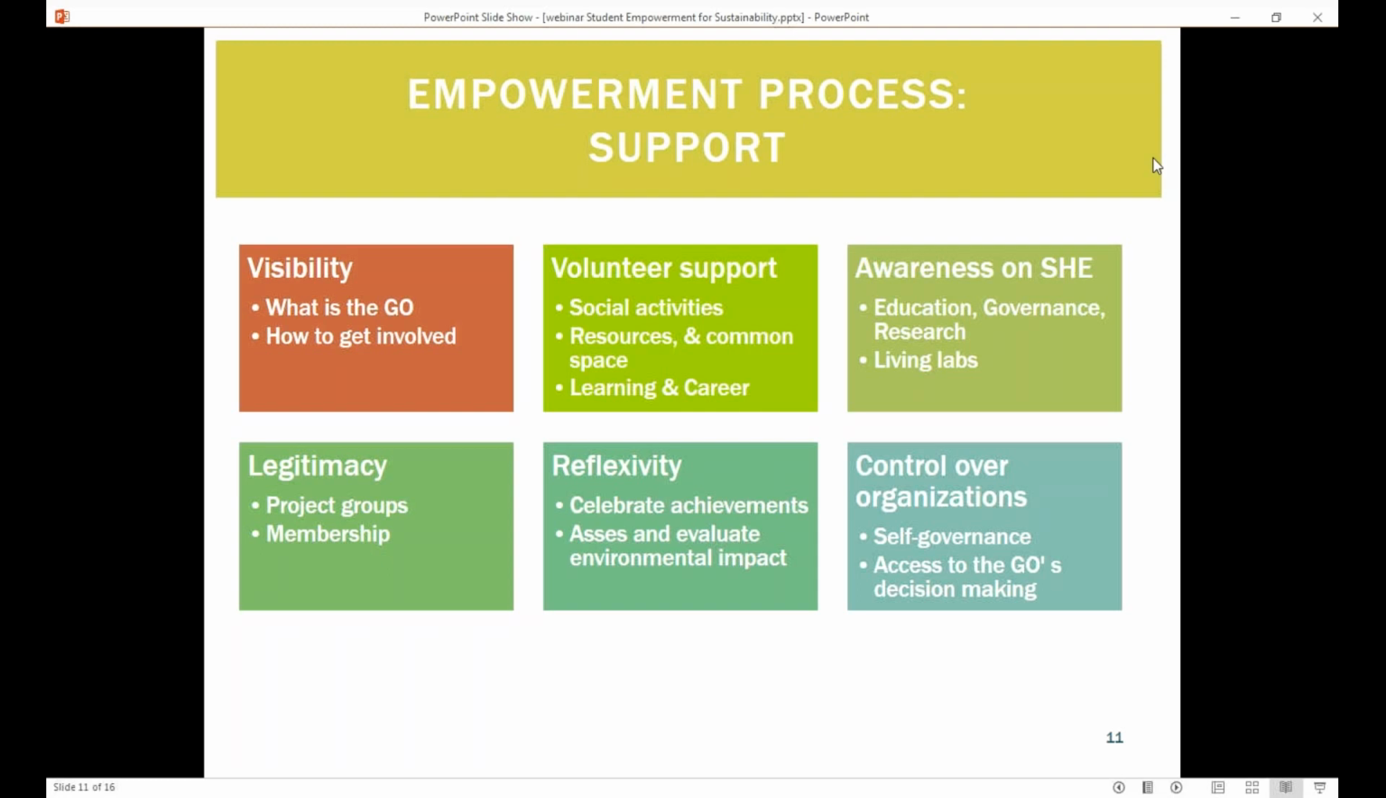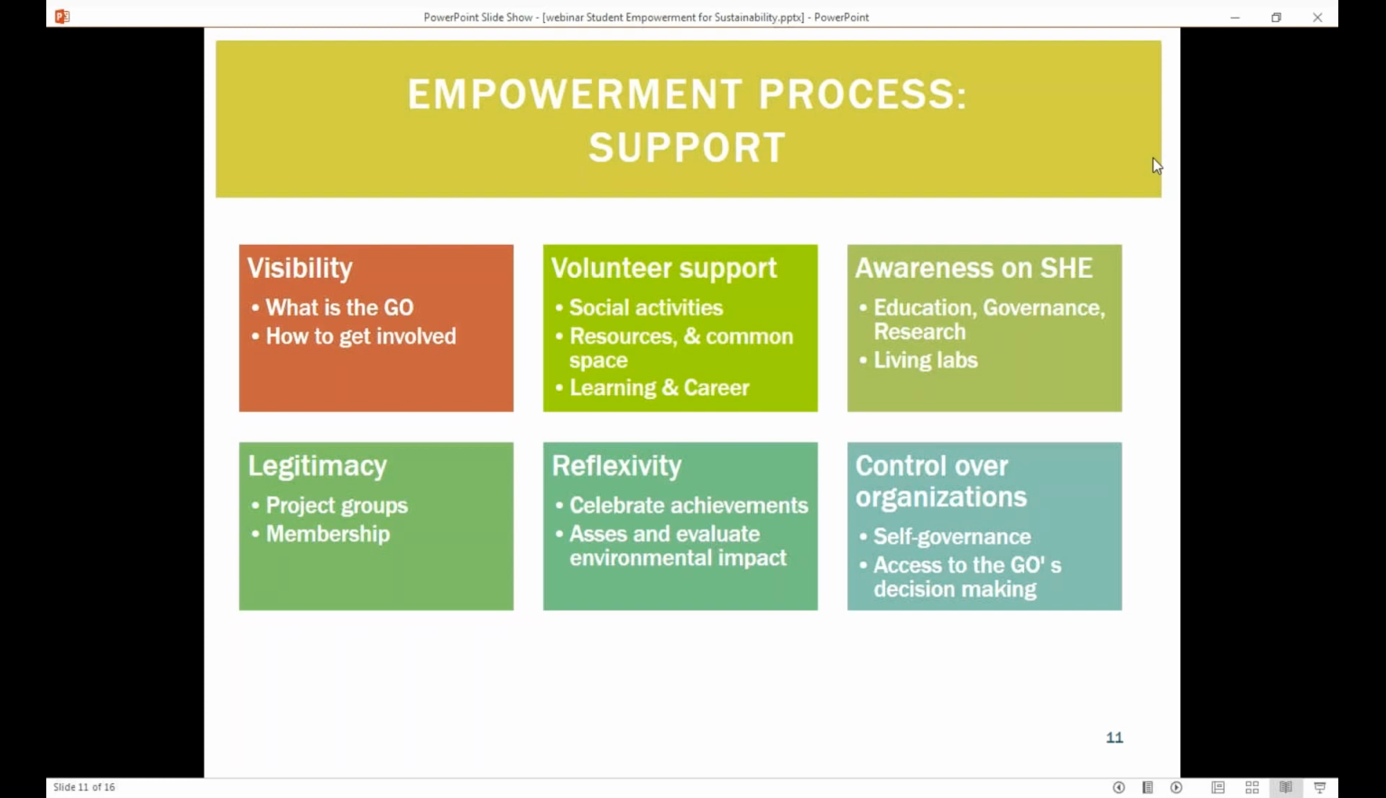Then the fifth element, the empowerment component, is the flexibility. One part is to celebrate your achievements and to evaluate your activities, how it went, was it successful, and so on. I think most GOs are doing this, and also in their project groups. But the second part of this one is also to reflect, to assess and to evaluate the environmental impact of these achievements. And this is a step which is often missing. Also Tim, I don't know if someone from the NAV was also there at the impact model that Tim explained. It's like an extra step which can be made.